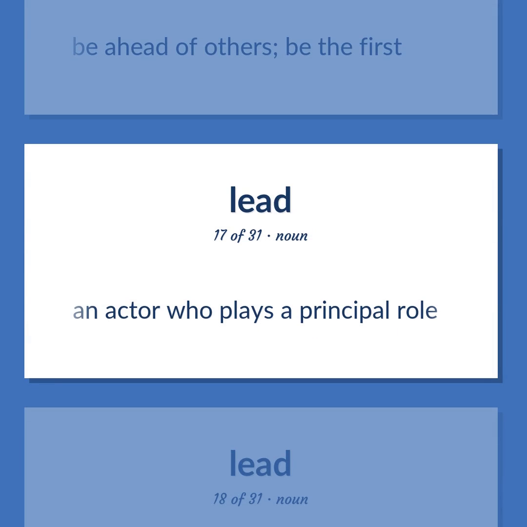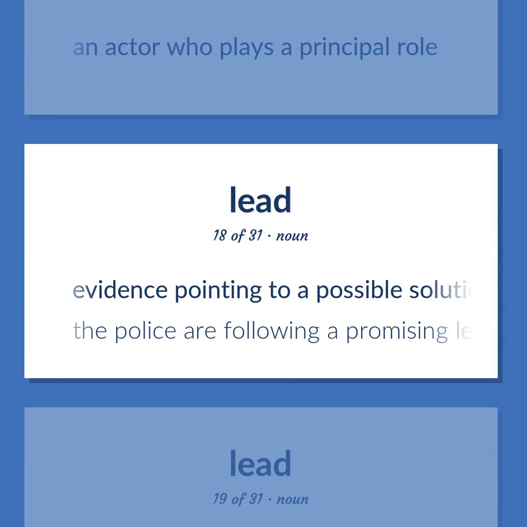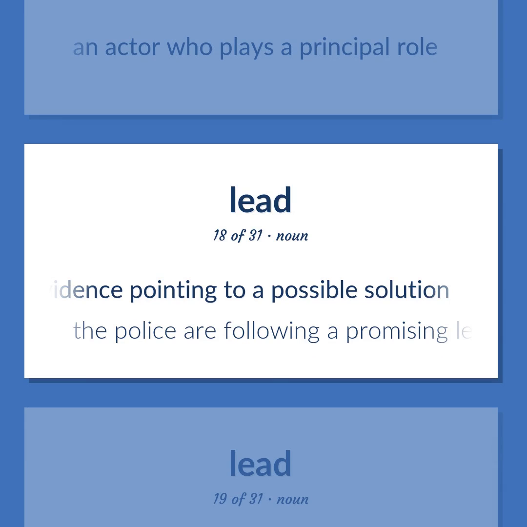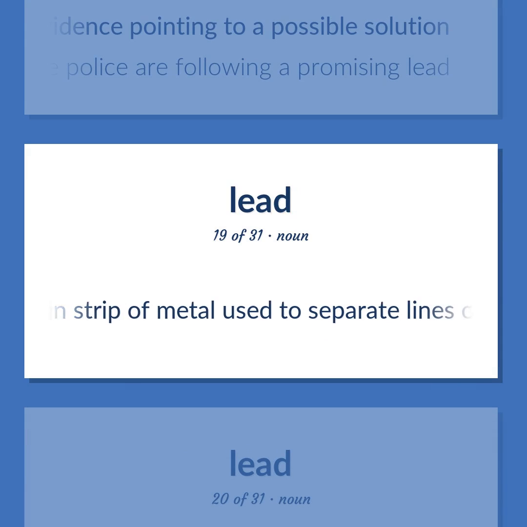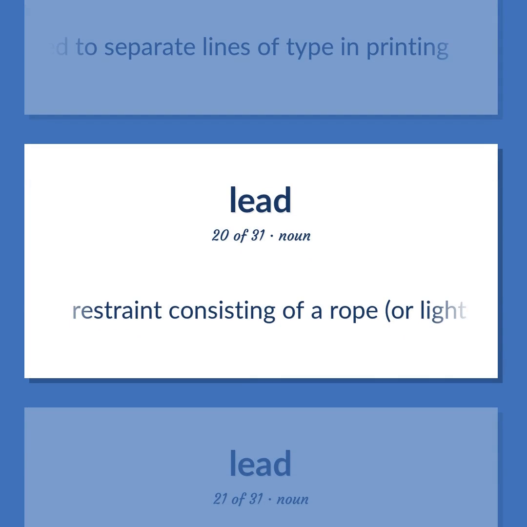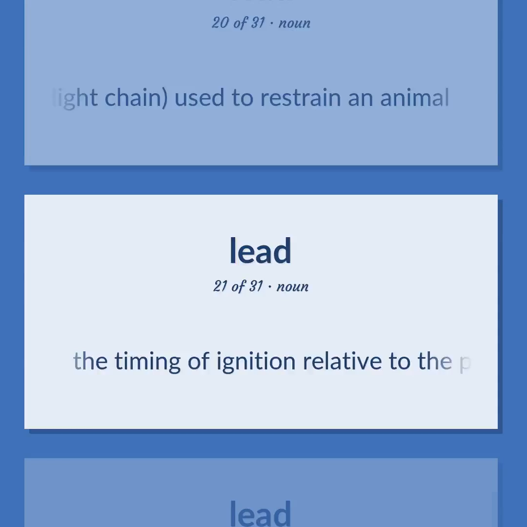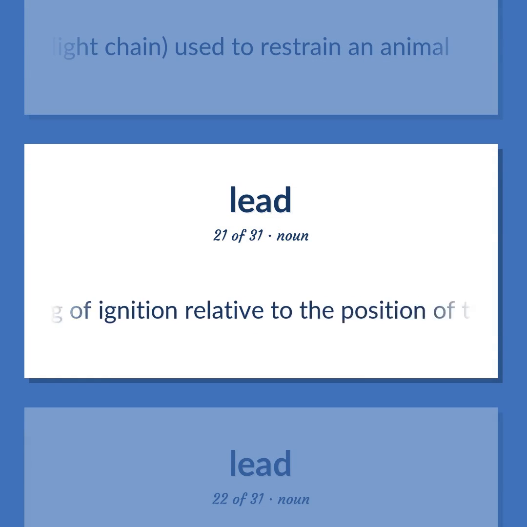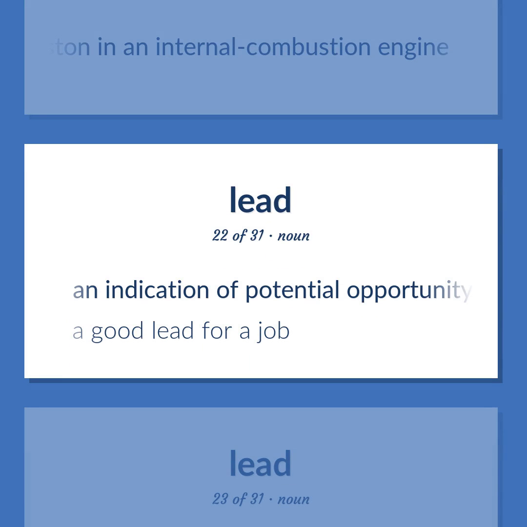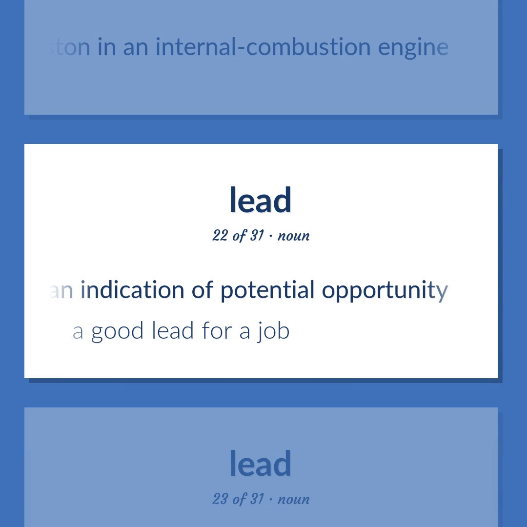An actor who plays a principal role. Evidence pointing to a possible solution. The police are following a promising lead. Thin strip of metal used to separate lines of type in printing. Restraint consisting of a rope, or light chain, used to restrain an animal. The timing of ignition relative to the position of the piston in an internal combustion engine. An indication of potential opportunity. A good lead for a job.